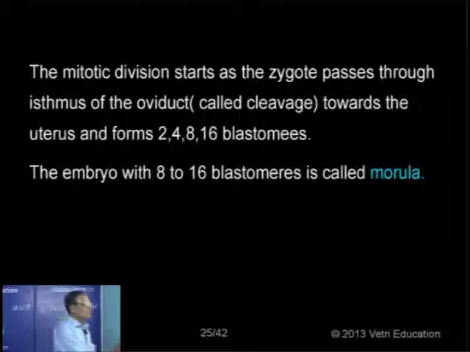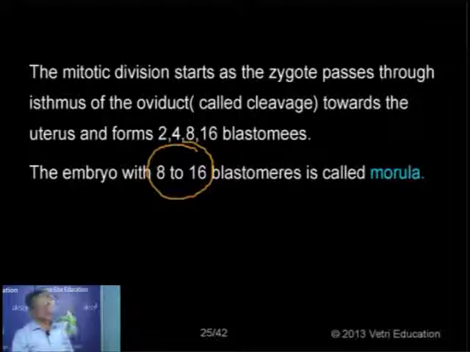Now, the morula stage is normally the 8 to 16 cell stage. In some cases it has different meanings, but here in the human embryo, when 8 to 16 blastomeres are formed, that ball of cells is called a morula. Morula is nothing but a solid ball of cells, normally having 8 to 16.